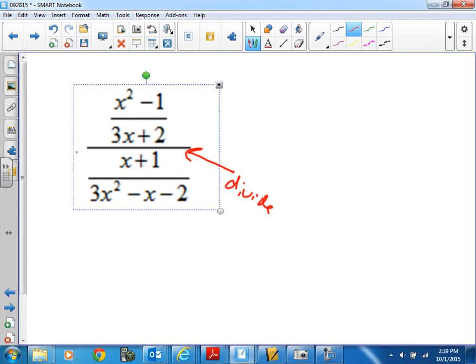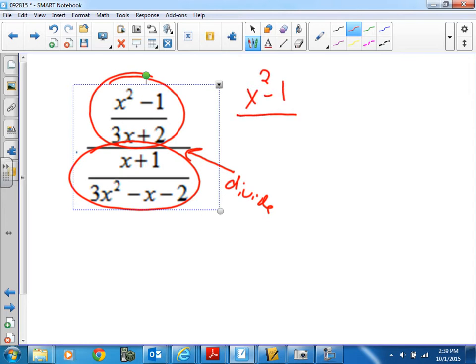So what I'm going to do is make sure there's no addition and subtraction on the top or bottom, because if there was, I'd want to deal with that first. And there isn't. You have one fraction on the top, one fraction on the bottom. So I'm going to rewrite this as x squared minus 1 all over 3x plus 2. That's my top here. And then I'm going to write them side by side with a division sign instead of on top of one another. So it's going to be x plus 1 divided by 3x squared minus x minus 2. All right.